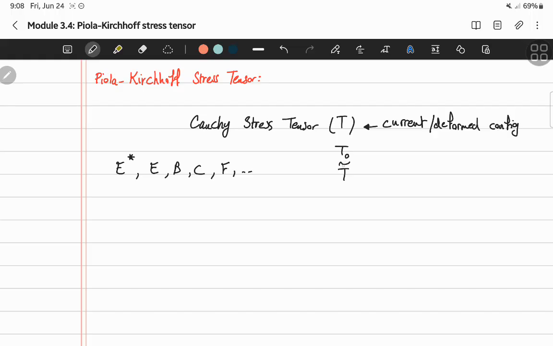So it depends on which tool you pick. It is basically a matter of your choice and also the problem you're dealing with. So if it is easier to use everything in the deformed configuration, or the current configuration, it's better to use the Cauchy stress tensor. Or in some other situation, which I will mention, it's better to pick, for example, T0, or the first Piola-Kirchhoff stress tensor. So with this in mind, let's get started.